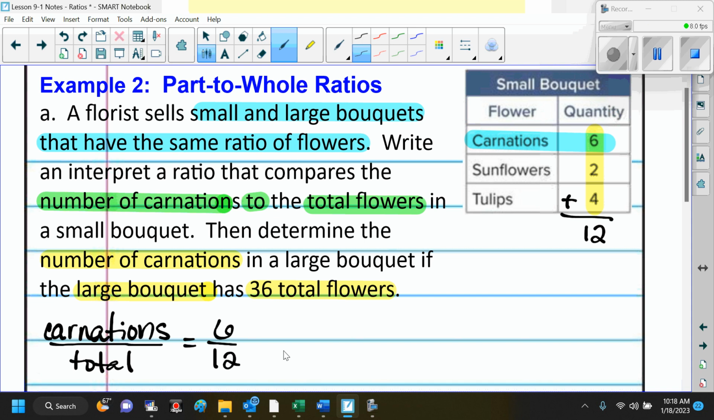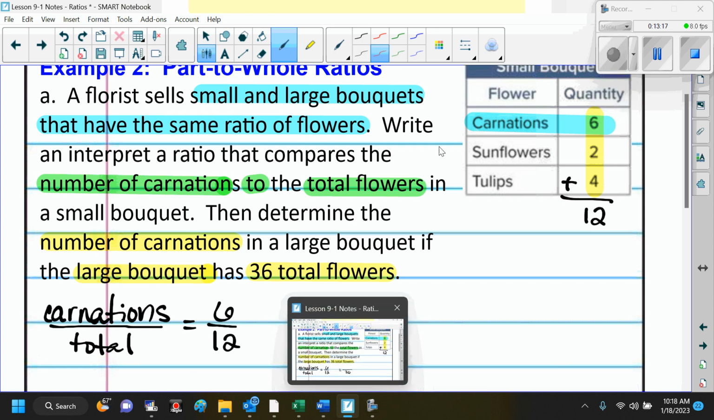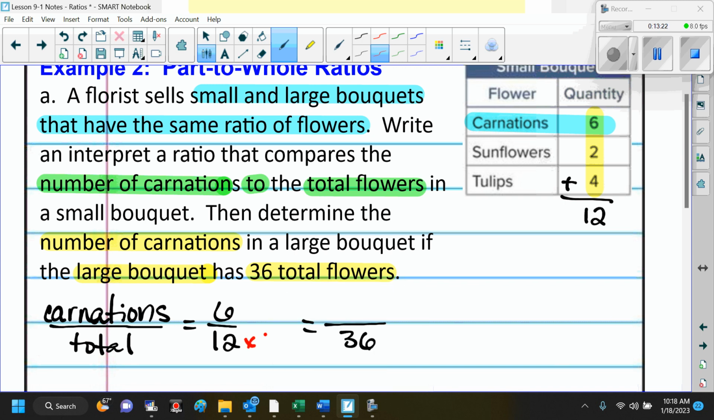Now, we want to get to how many total flowers? 36. So, we want to get to 36 total flowers. How am I going to get to 36 from 12? Very good. We're going to multiply here times 3. And if I multiply by 3 in the bottom, I have to? Very good. So, 6 times 3 is 18. So, the answer to my question is?